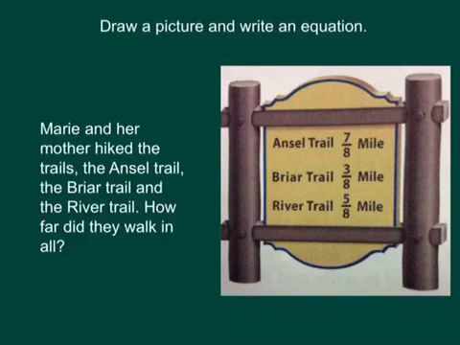So we have the problem: Marie and her mother hiked the trails, the Ansel Trail, the Briar Trail, and the River Trail. How far did they walk in all? And you can see by the signpost it says the Ansel Trail was 7/8 mile long, the Briar Trail was 3/8 mile long, and the River Trail was 5/8 mile long.